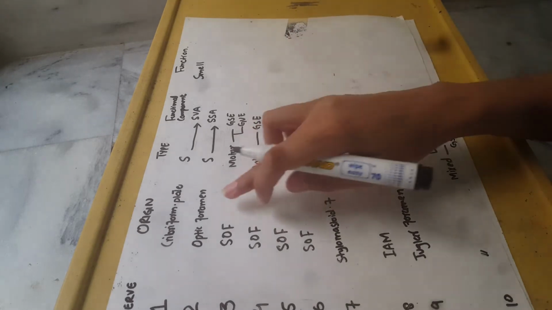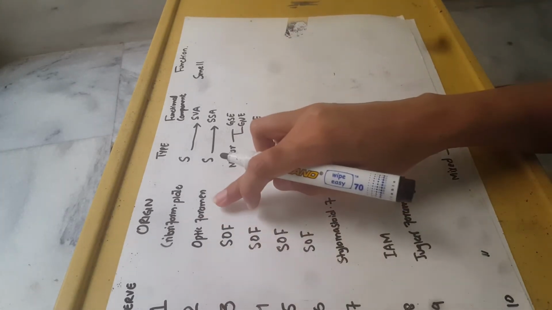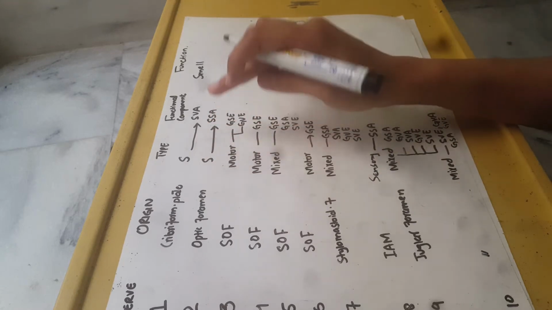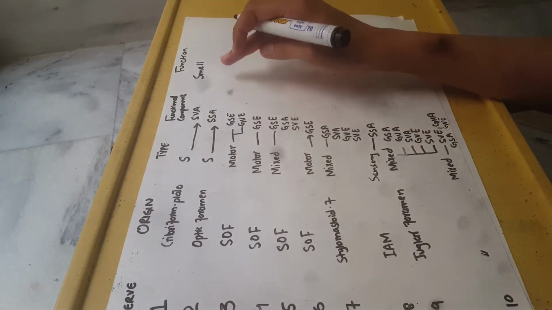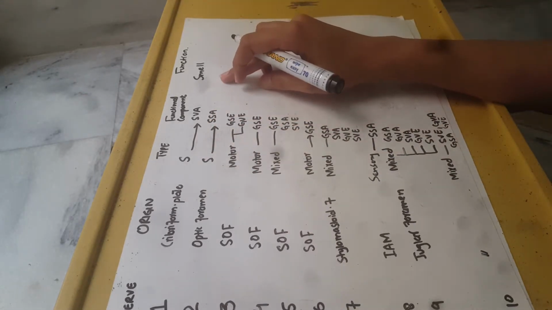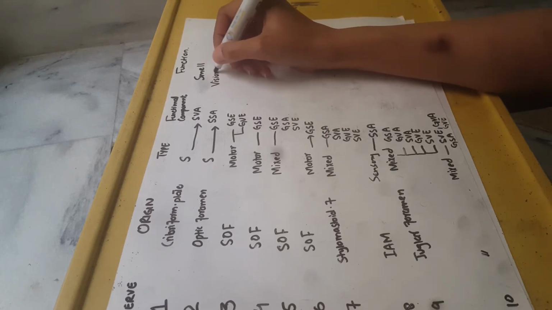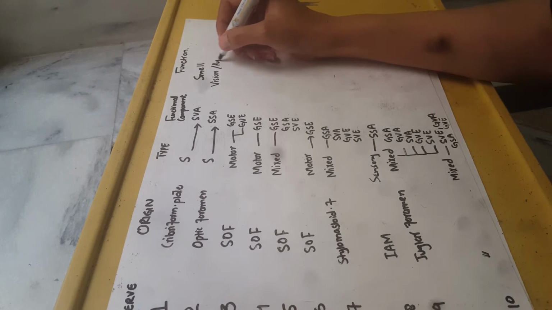Right after that, we have the optic nerve that is coming out of the brain via the optic foramen, and the functional component is special somatic afferent. The function this optic nerve is doing is vision and the pupillary reflexes.